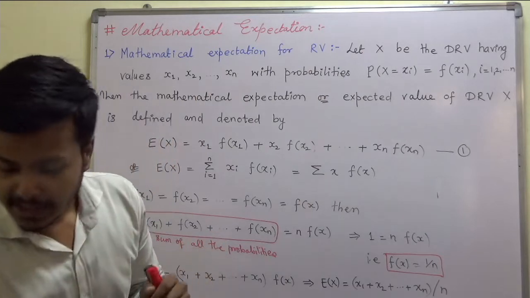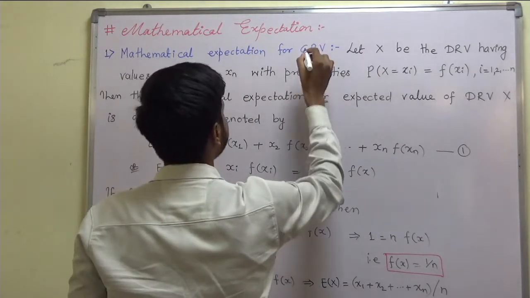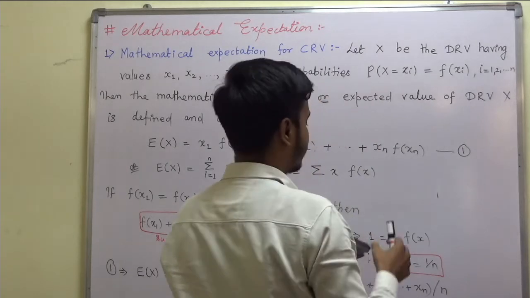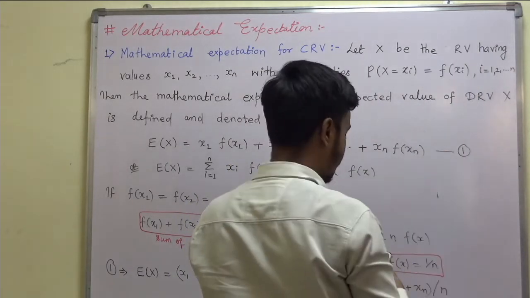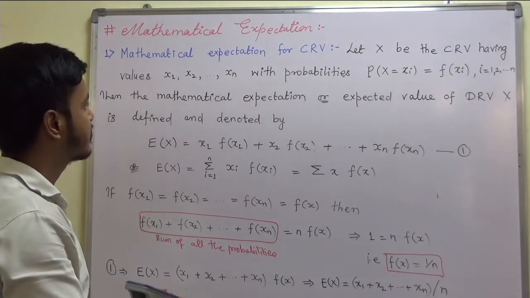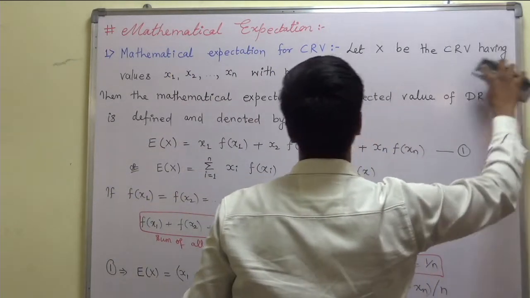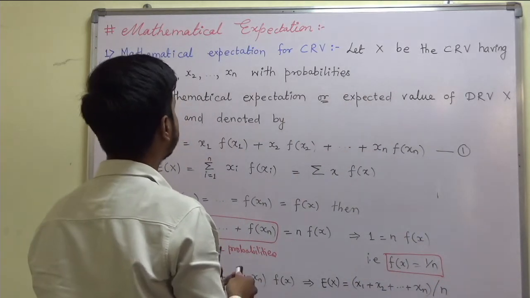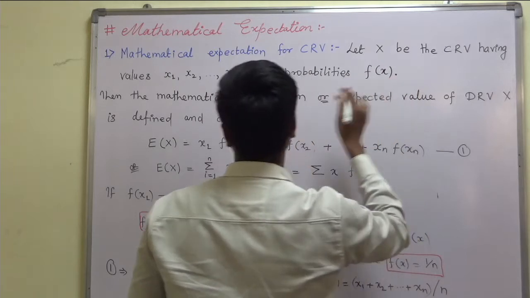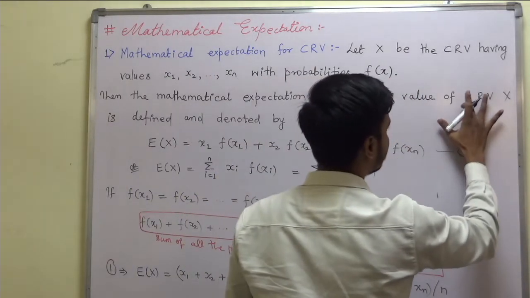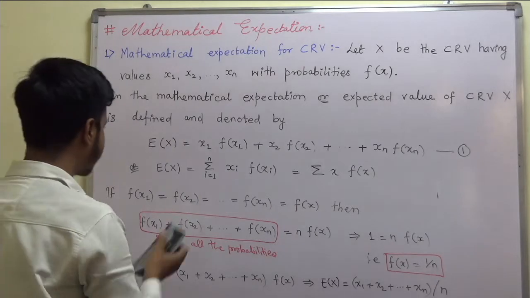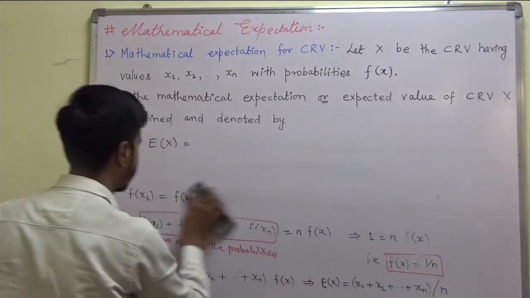Now I am going to define the mathematical expectation for continuous random variable. So let us see the definition now. Let x be the continuous random variable having values x1, x2, xn with probabilities f of x, then the mathematical expectation or the expected value of continuous random variable x is defined and denoted by the very simple definition.